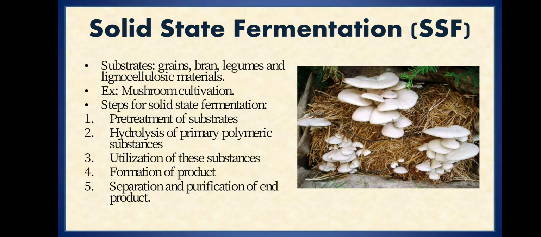The various steps that are involved in solid state fermentation are the pre-treatment of the substrate. Why do we have to pre-treat the substrate? For example, if we take a lignocellulosic waste, lignocellulosic material is a very complex material which cannot be broken down by the microorganism itself. So therefore it has to be pre-treated. We either go for mechanical pre-treatment or chemical pre-treatment or biological pre-treatment.